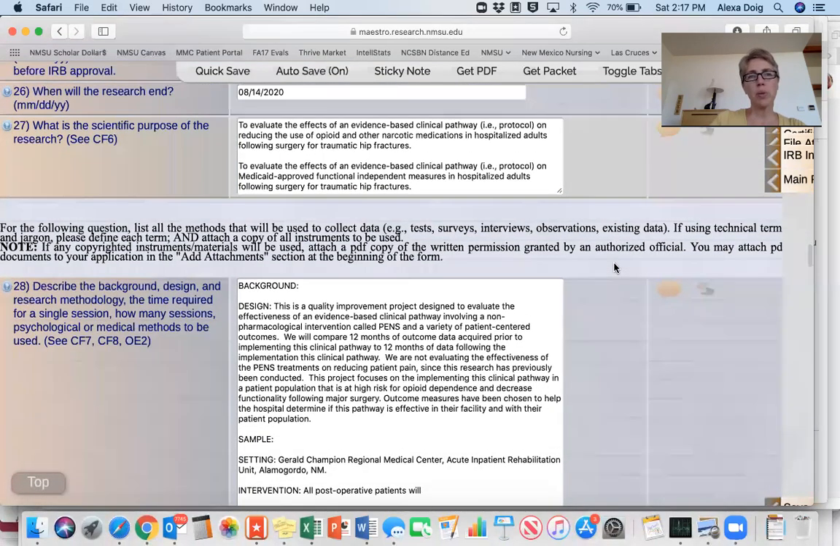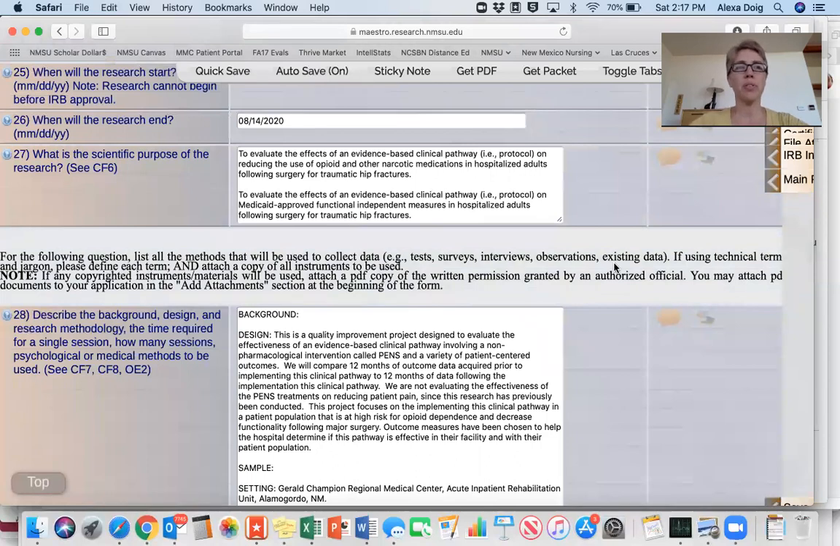And then, so this next question here, number 27, what is the scientific purpose of this research? Now, here's the thing, the IRB application process and approval process was created for research. Our projects for the most part are, again, not pure research, although there is some element of research in a lot of them. And especially if you're going to be collecting data or surveys or needs assessments or looking at charts. So in the end, that becomes human subjects data.